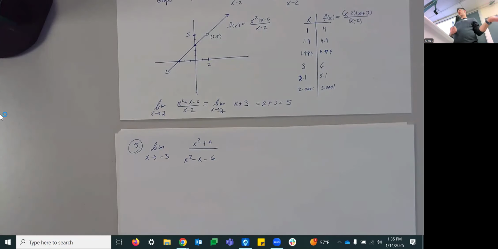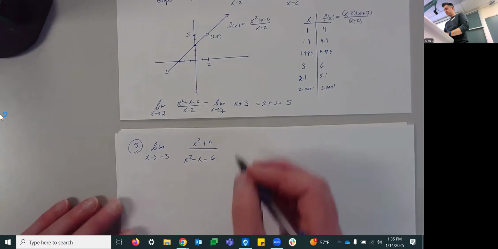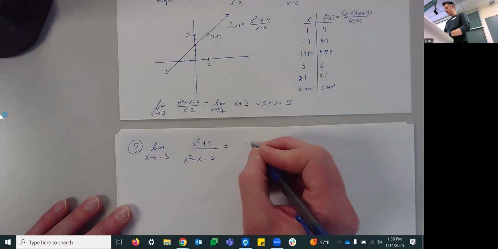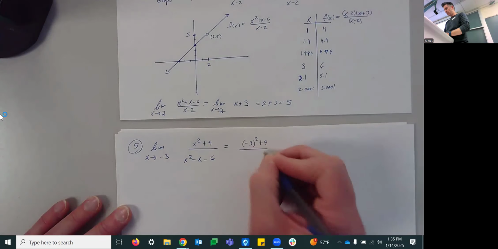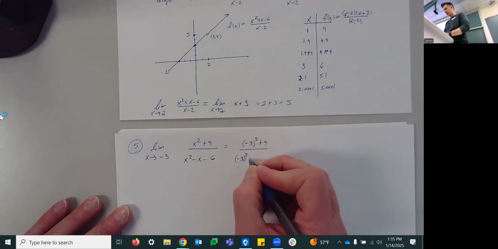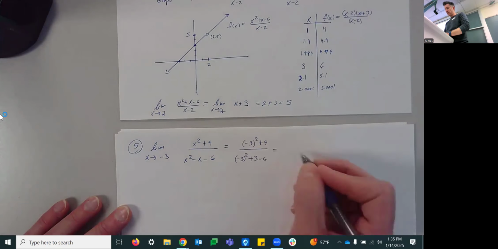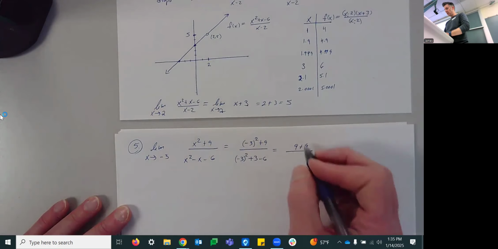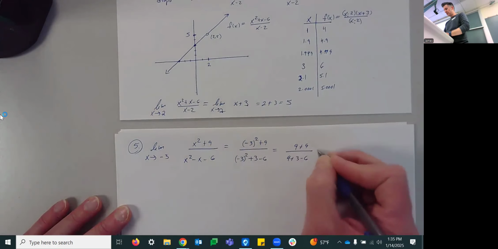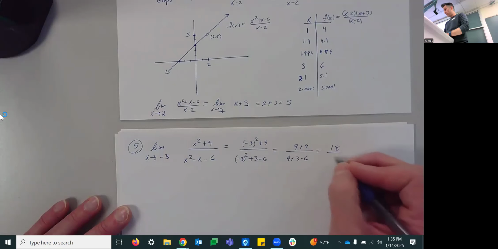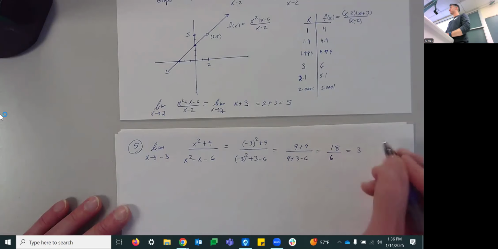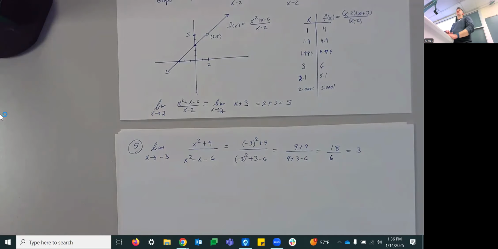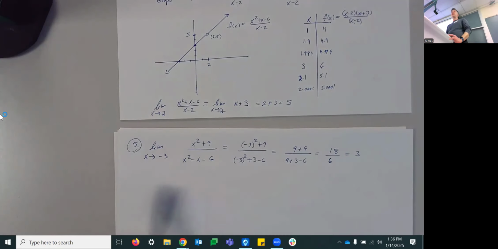Always. Even if it might look like you're going to get 0 over 0, just check. So if I plug in -3 squared plus 9 over -3 squared minus -3 minus 6, that's going to give me 9 plus 9 is 18 over 9 plus 3 minus 6. 12 minus 6, which is 6, apologies. So 18 divided by 6, which is going to be 3. No need to do anything else. So don't factor until after you've at least checked to make sure you're getting 0 over 0.